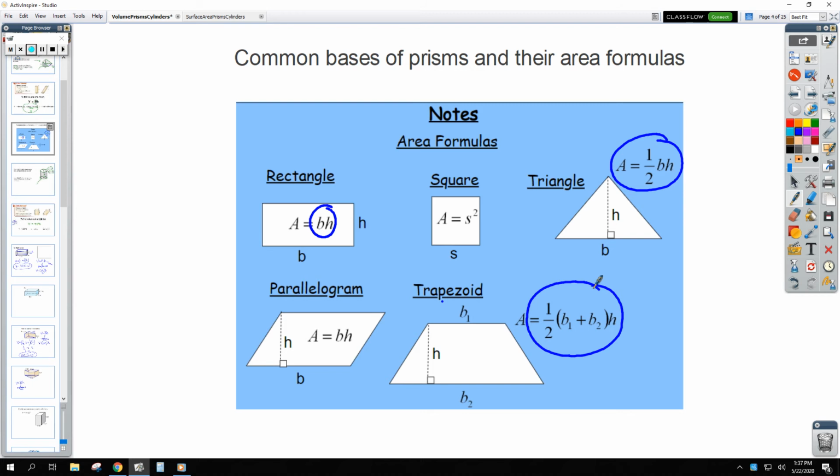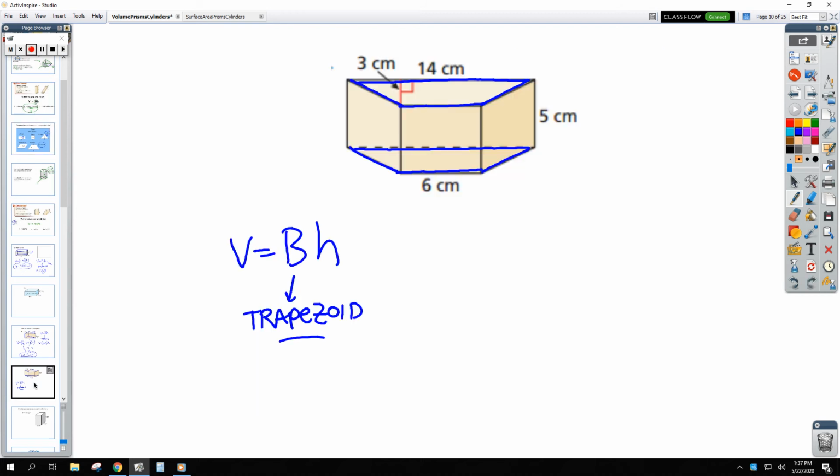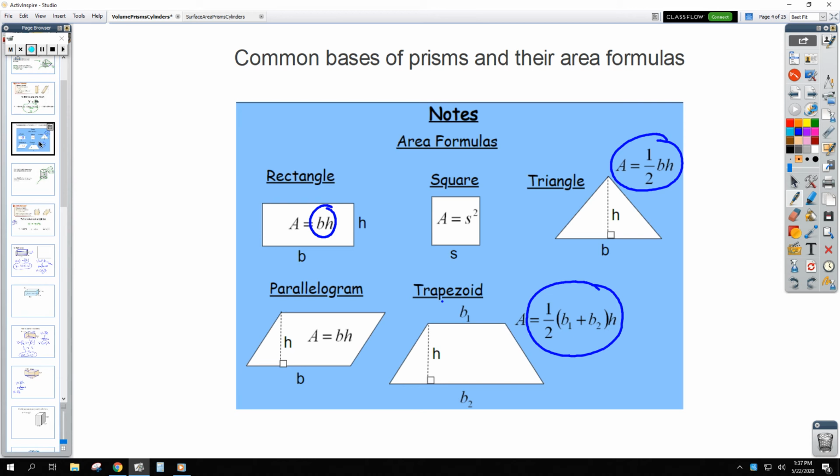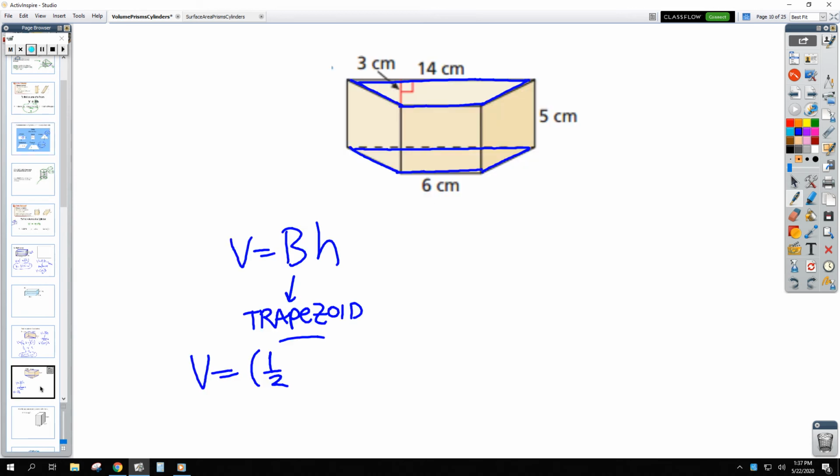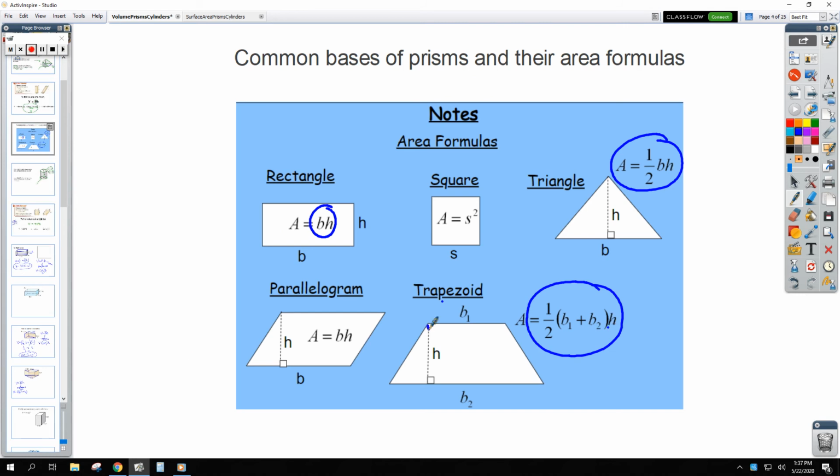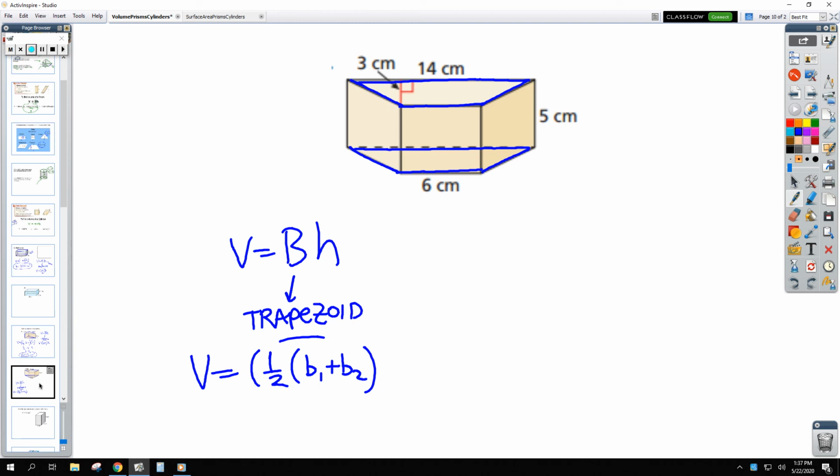Okay, let's take that back to our formula. So replace the B part with 1/2 times the quantity base 1 plus base 2 times that by the height of the trapezoid. Notice what the height looks like. We're going to take all of that and multiply it by the height of the, remember that's the height of the prism. Okay? Let's take care of all this first with our trapezoid here.